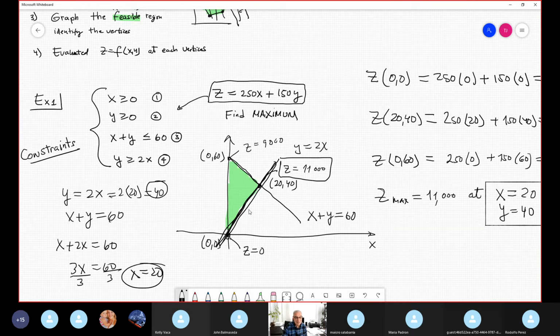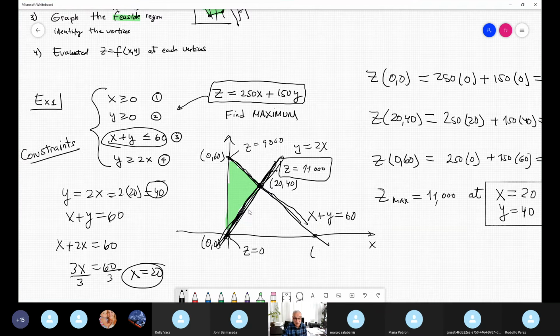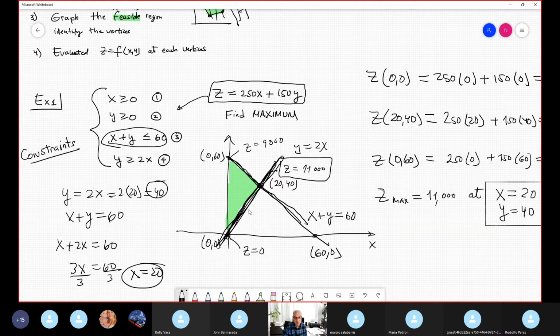So it's relatively easy to determine that point because it's the intersection between this line and this line. Well, this point is 0,0. And this line is this line. We have to intersect, it is 0,60, and this is 60,0. But this is completely outside the feasible region. More clear now? Thank you.